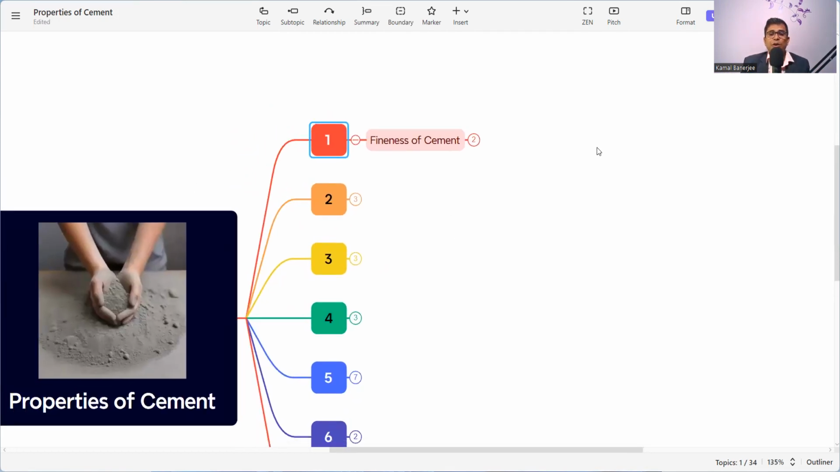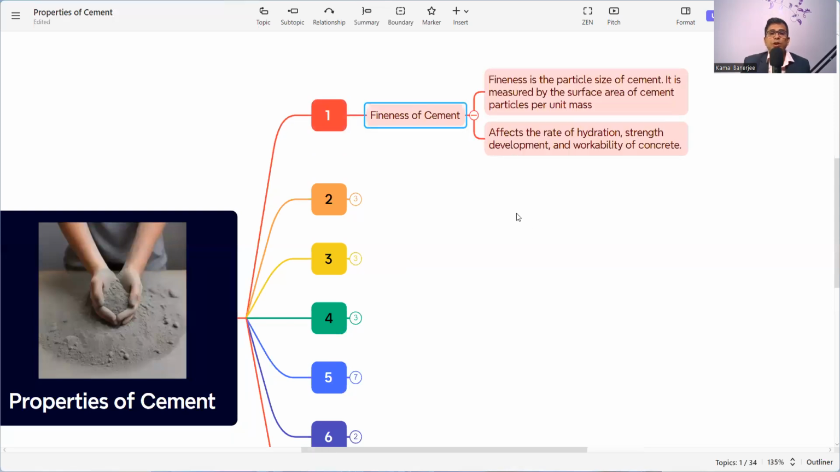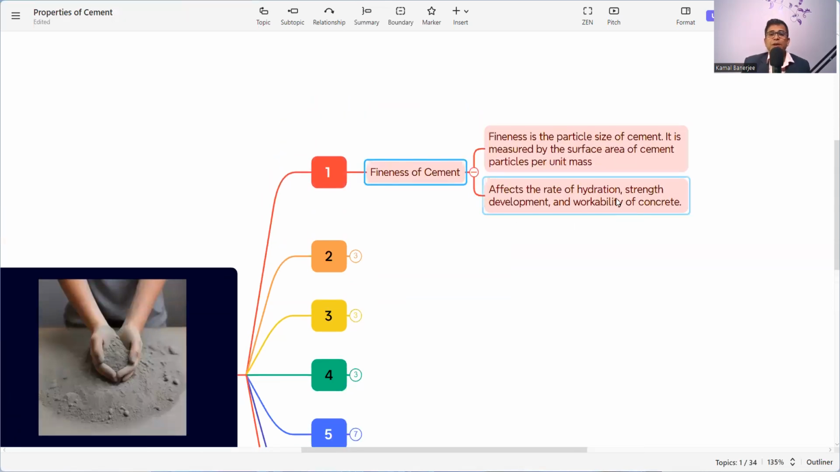This is a property of cement. Let's see what is called fineness. Fineness is the particle size of cement. It is measured by the surface area of the cement particles per unit. So it is how fine the particles are, and it is the surface area of the cement. How does it affect? It affects the rate of hydration, strength development and workability of the concrete.